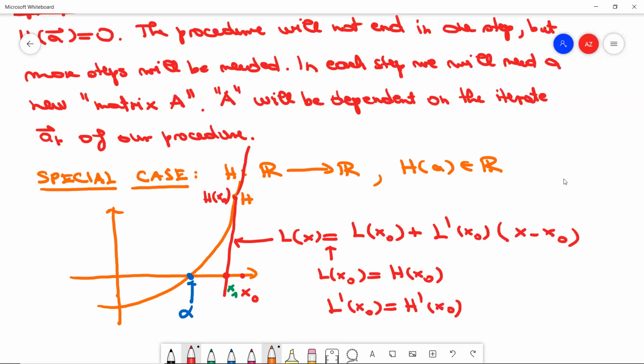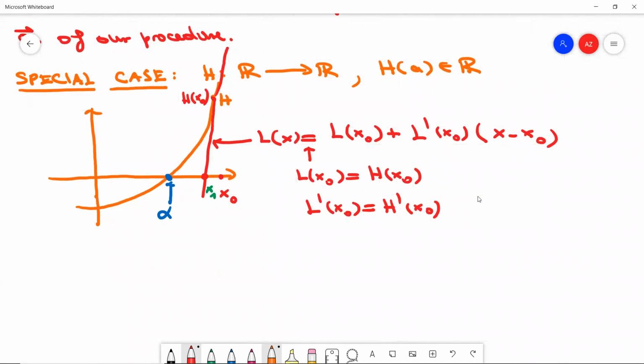So if we plug in x naught in this expression, the second term disappears because we have x naught minus x naught. While if we differentiate this equation, then this first term disappears and x minus x naught differentiated is just 1. And what remains is this L prime x naught. So this is really the right expression for the tangent.